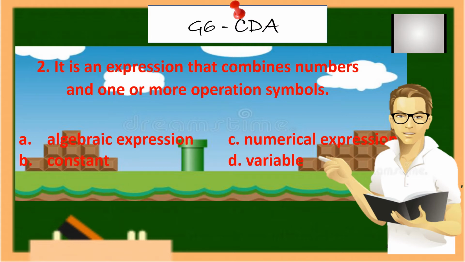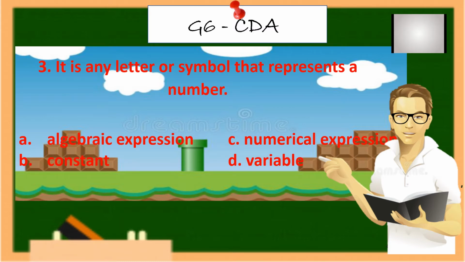Number 2. It is an expression that combines numbers and one or more operation symbols. A. Algebraic expression. B. Constant. C. Numerical expression. D. Variable. Your 10 seconds starts now. And the correct answer is letter C.